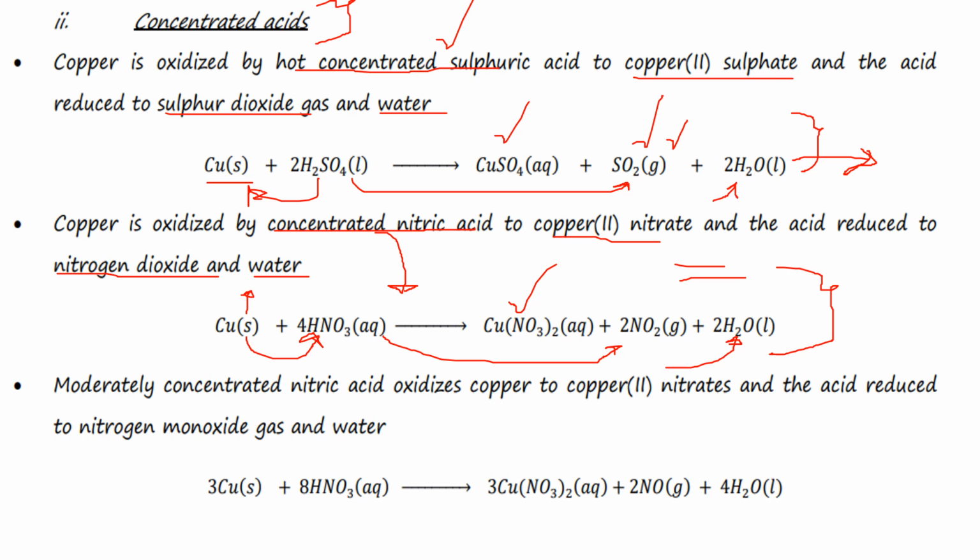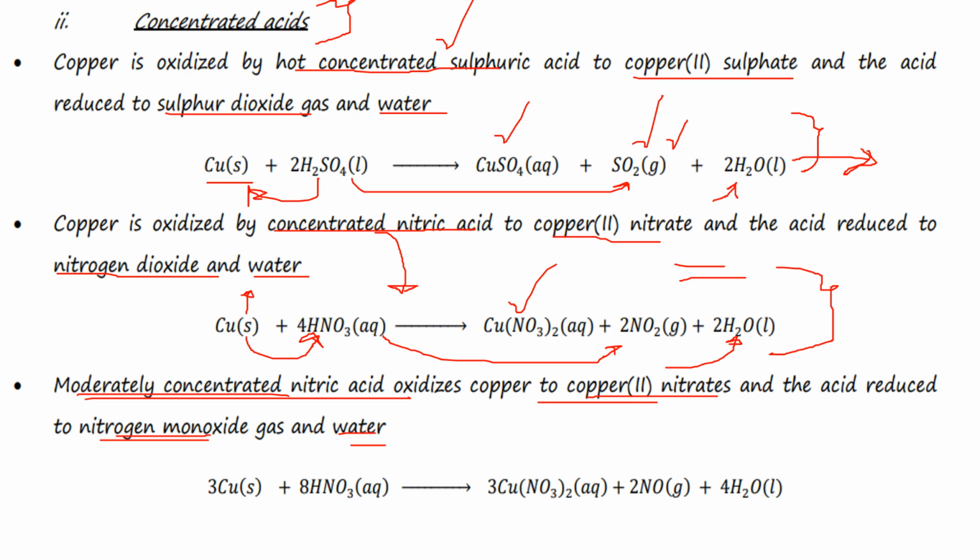Now going to the other reaction, reaction with moderately concentrated nitric acid. Copper reacts with moderately concentrated nitric acid to give us copper two nitrate together with nitrogen monoxide and water. We can call it moderately concentrated, and other textbooks call it halfly concentrated. This acid oxidizes copper to obtain copper two nitrate, and the acid gets reduced to nitrogen monoxide together with water.